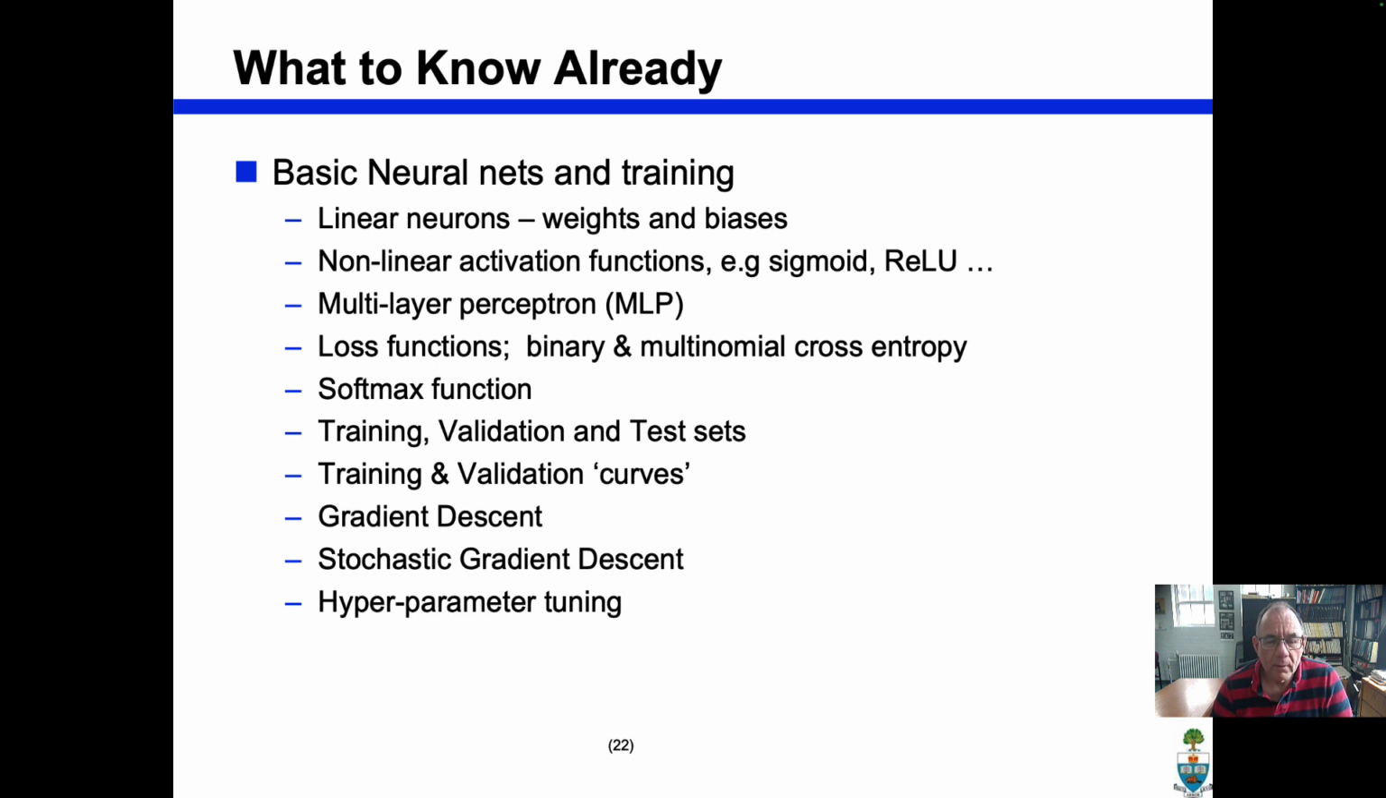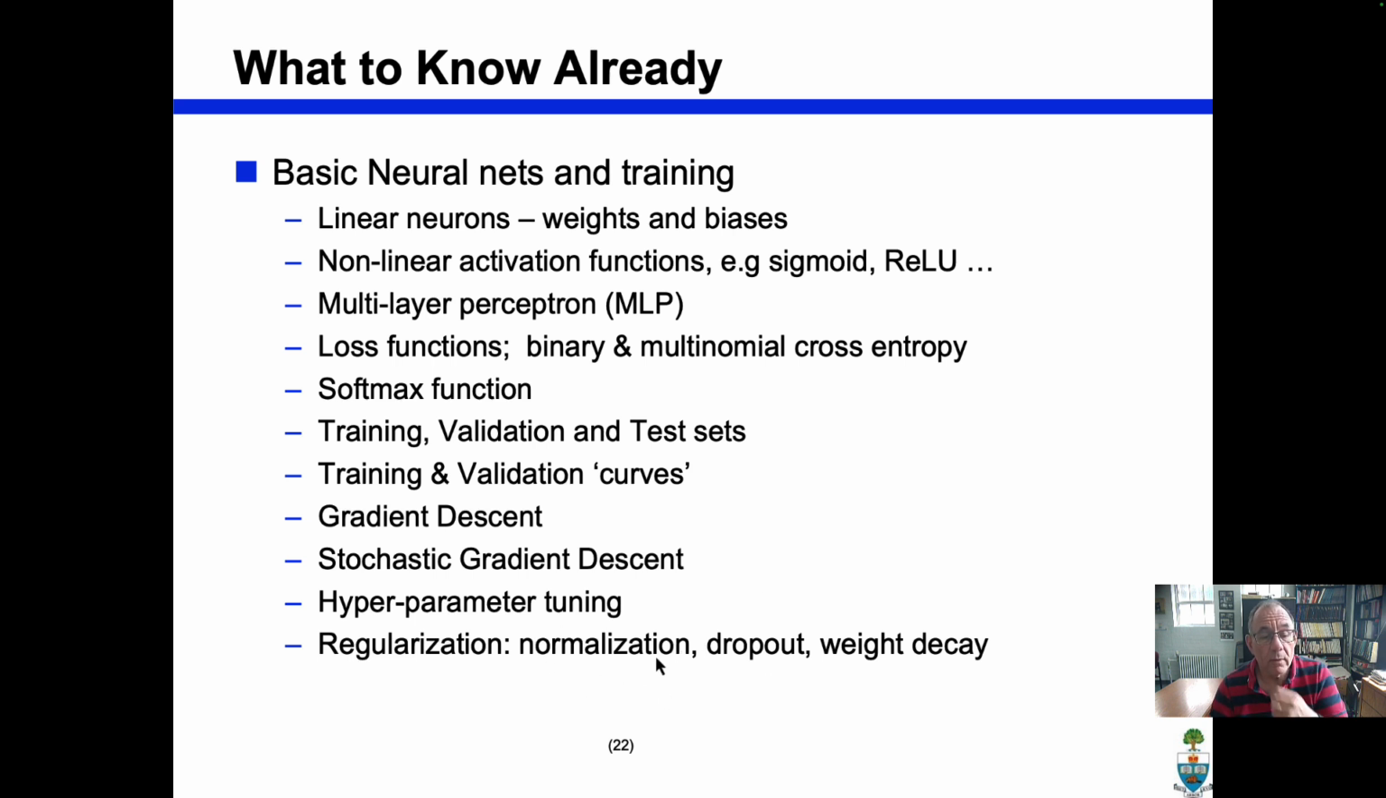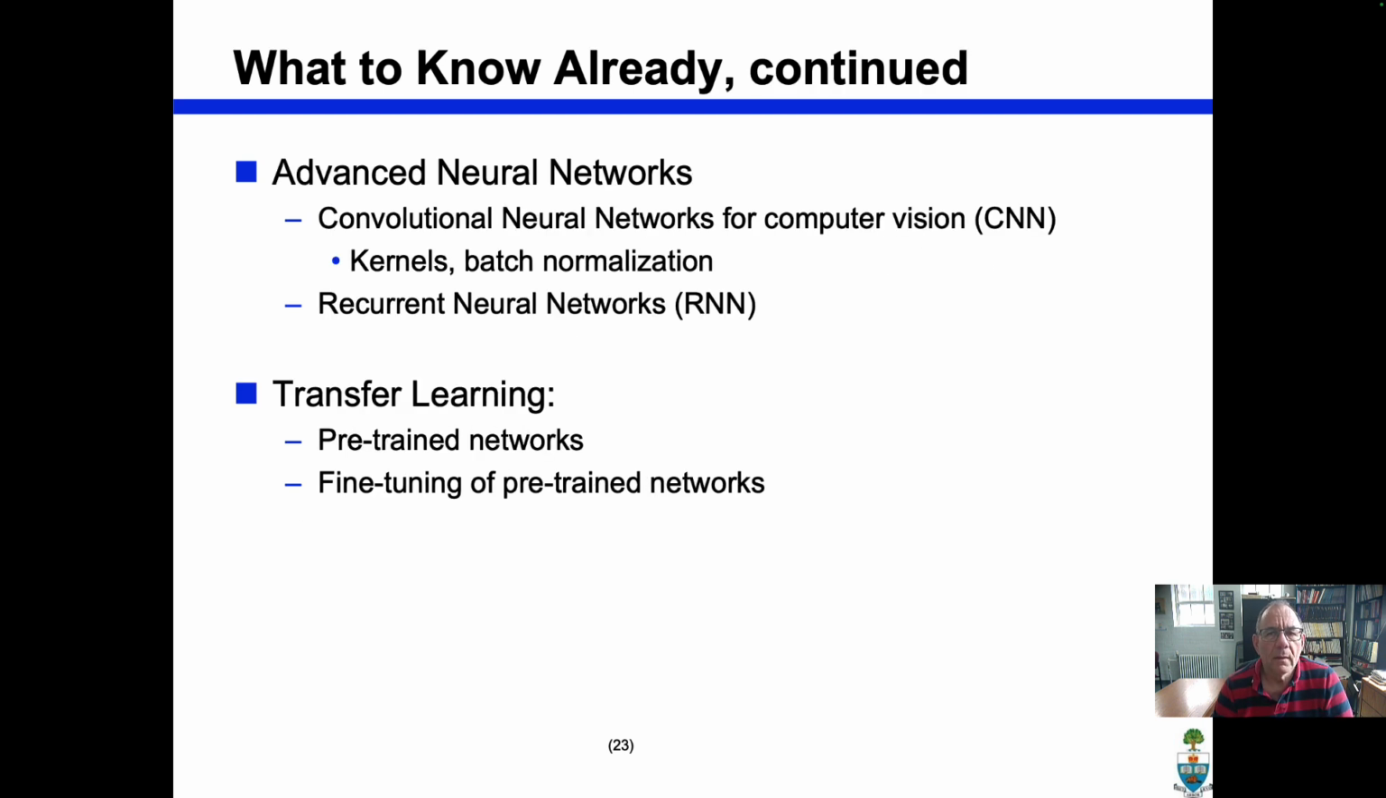You need to know what a hyperparameter is in those networks and how you might tune them. And the notion of regularization. 3 ways of doing regularization or normalization, dropout, and weight decay. These are things that get covered in those neural net courses.